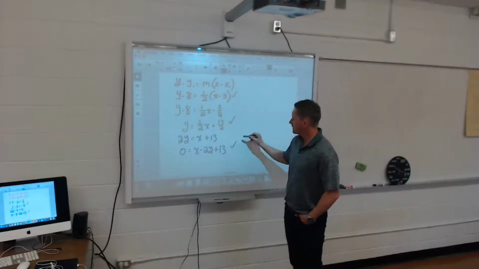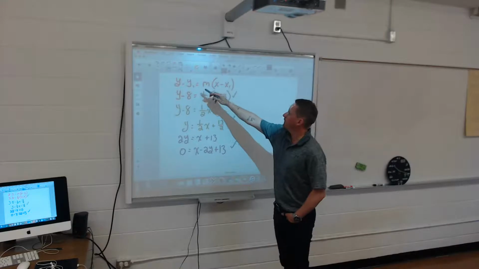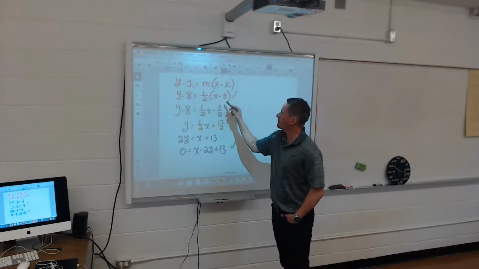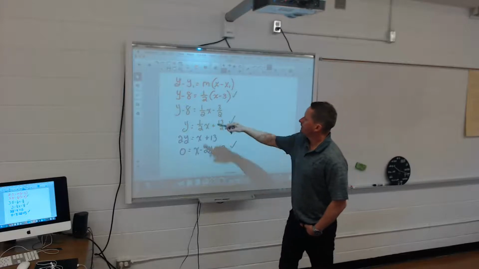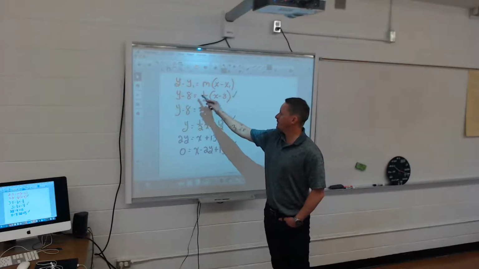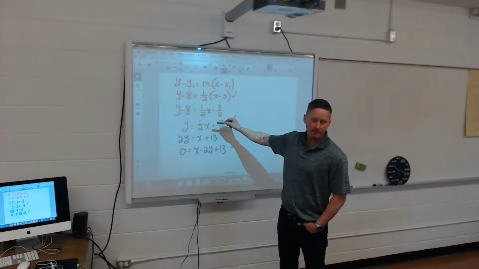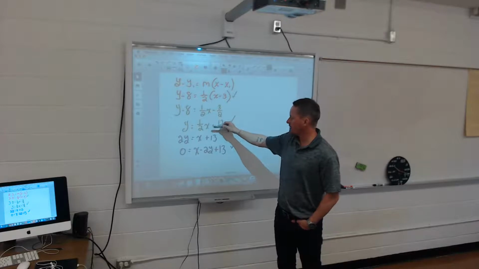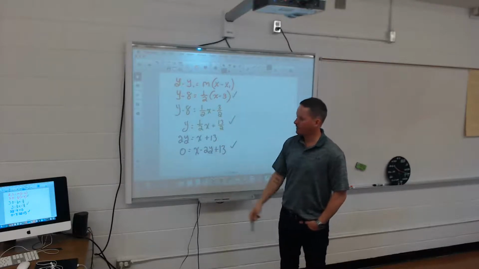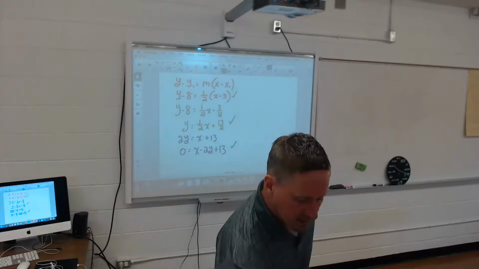There is general form. So point slope form, I put the x and the y in for the x1, y1. Then I multiply the half through and add 8. That instantly takes me to slope intercept form. And then here I times everything by 2 and then move it to the one side to get the general form.